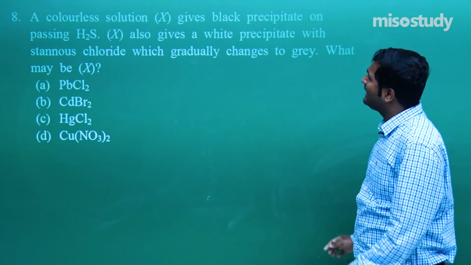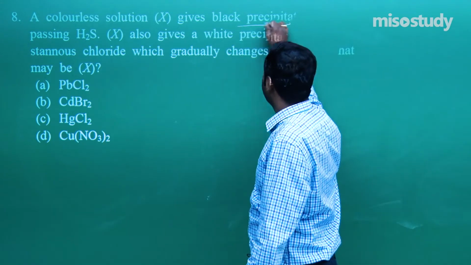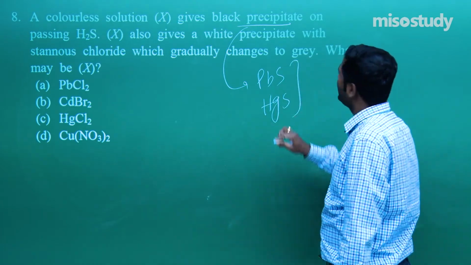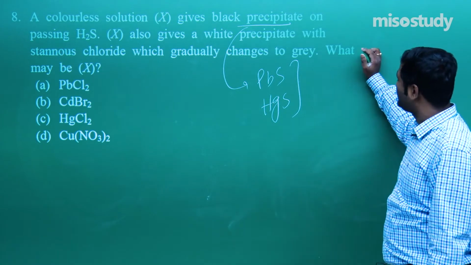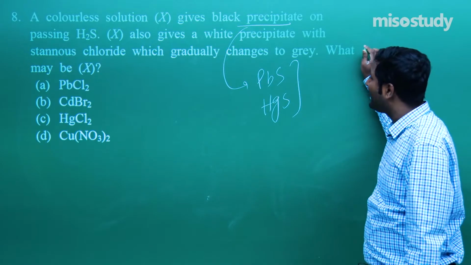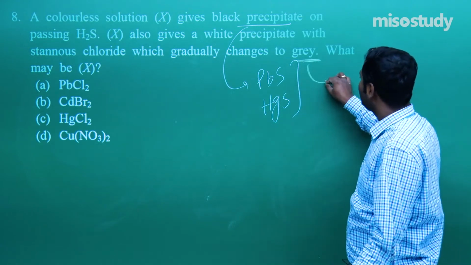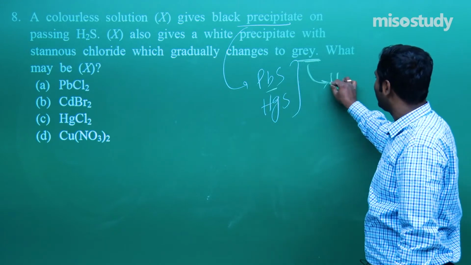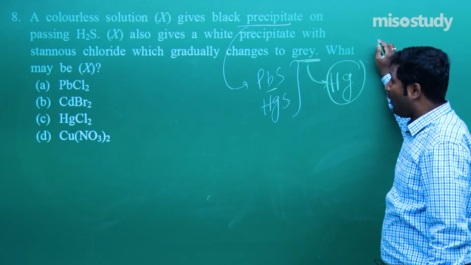Question number 8. A colorless solution X gives a black precipitate, generally it may be PbS or maybe HgS, on passing H2S. So clear? X also gives a white precipitate with stannous chloride, which gradually changes to gray. The gray color, not Pb, the gray color is Hg. I have discussed it in salt analysis also. What may be the X?